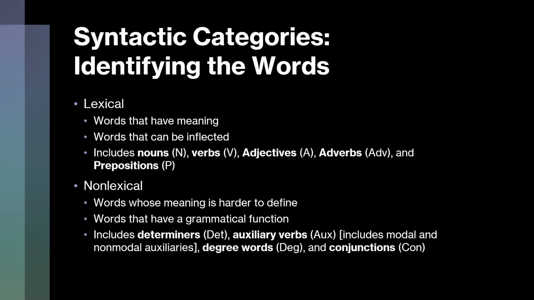So first, let's start with identifying syntactic categories. In other words, we're identifying words in a way that is useful for syntax. We have two basic big categories. Those are lexical and non-lexical. Lexical words are words that have meaning and words that can be inflected. We talked about inflection. We talked about morphology. And that includes nouns, verbs, adjectives, adverbs, and prepositions.